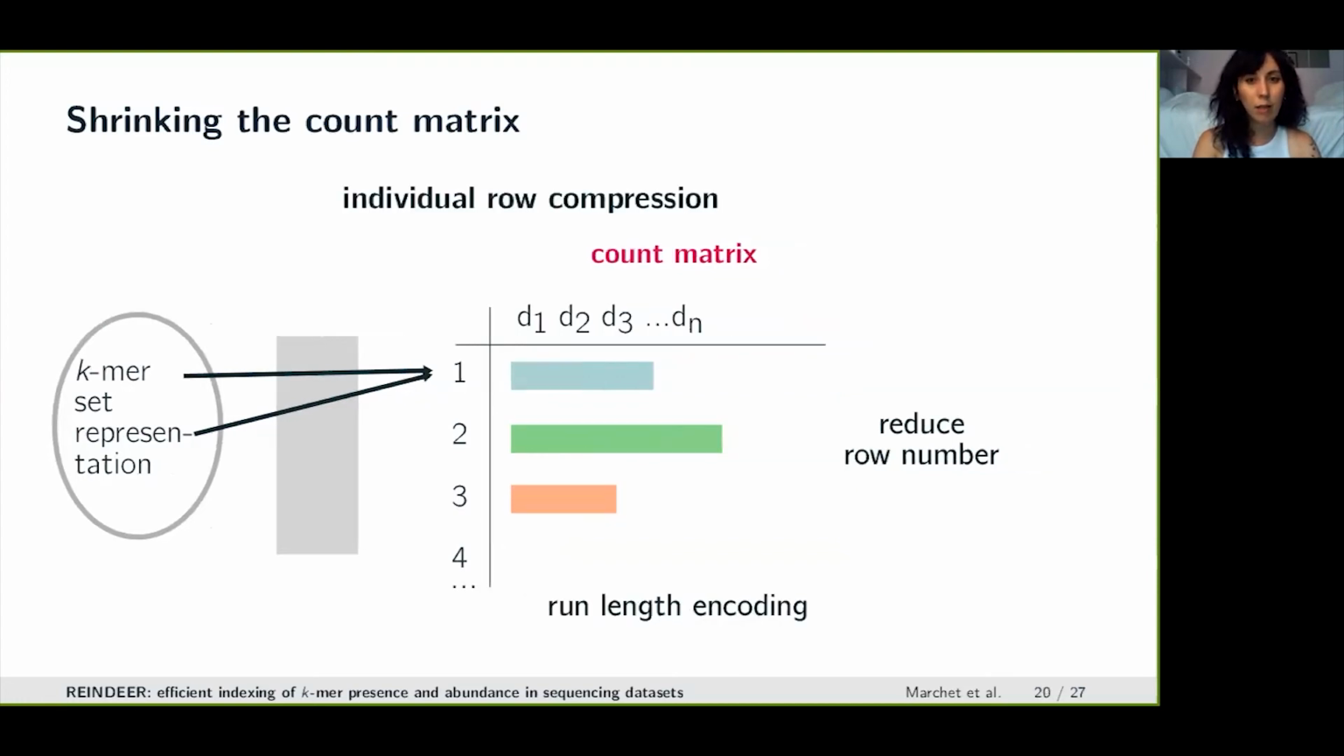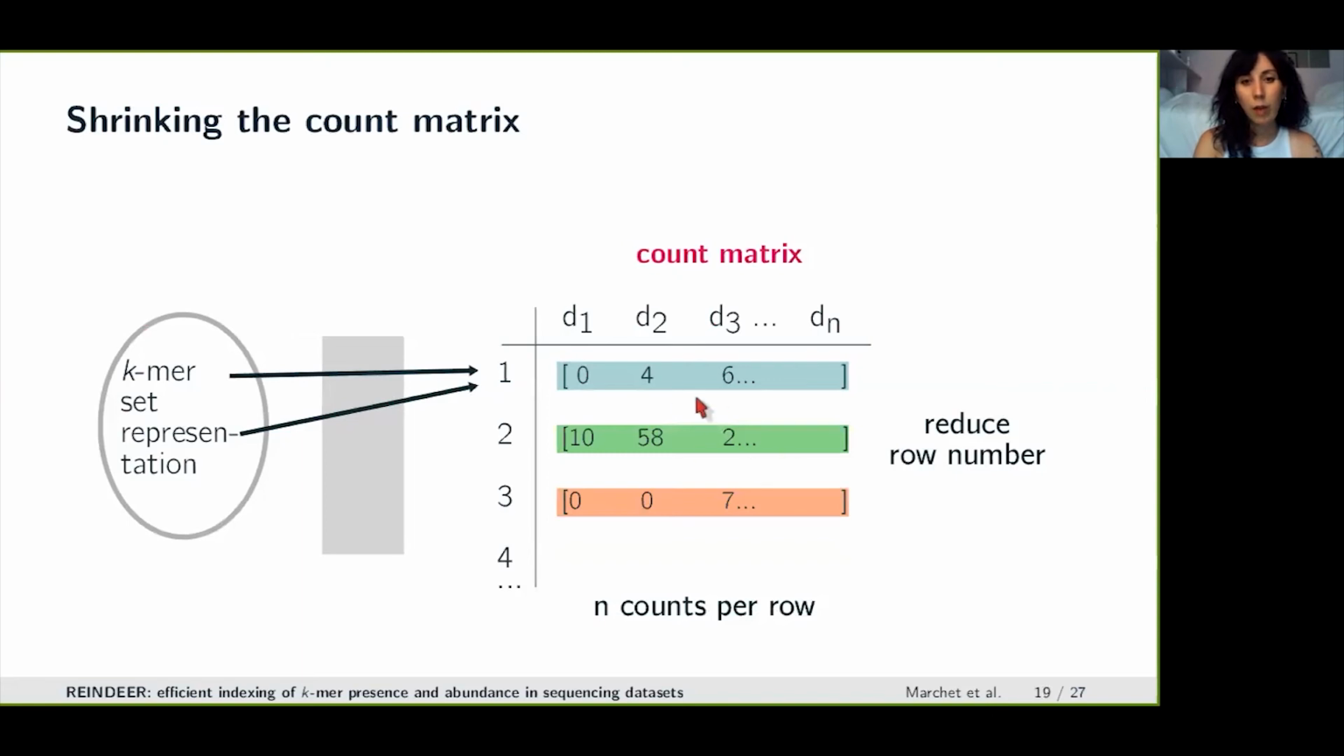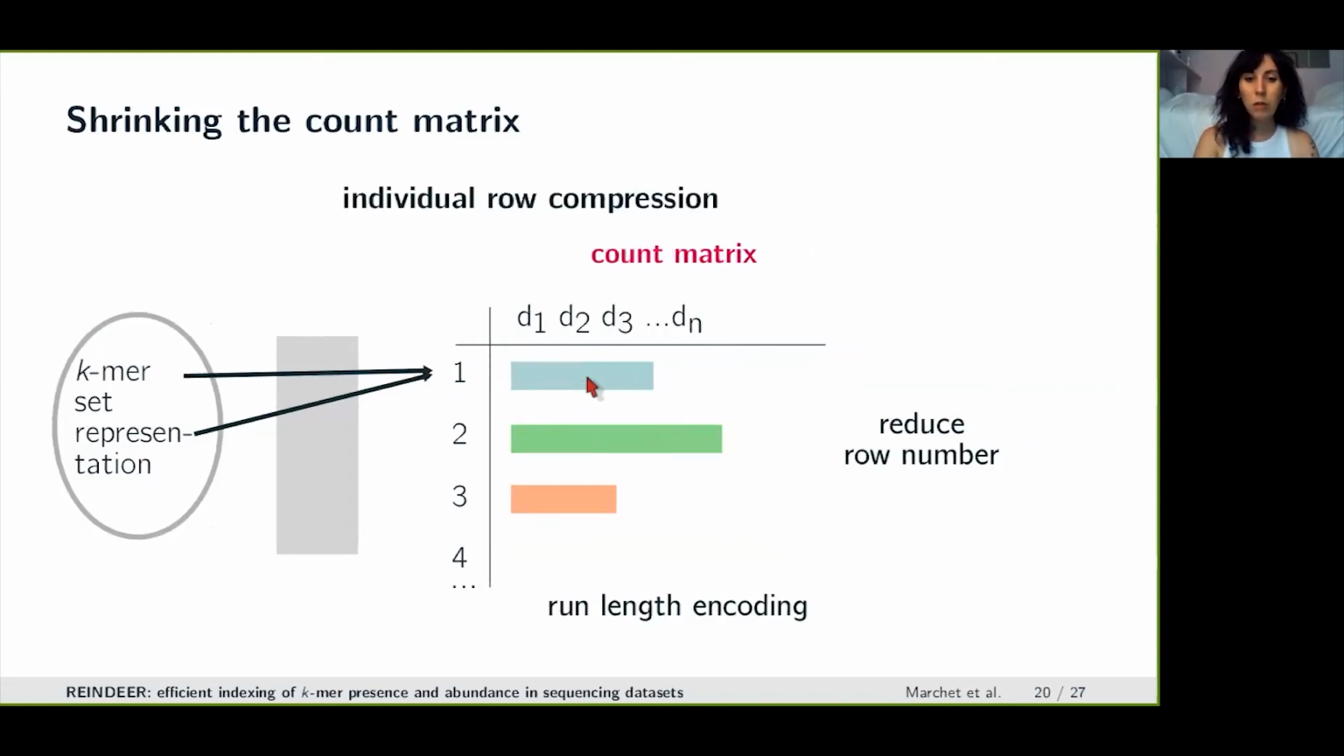Second thing is to notice that the matrix can be quite sparse. So we used run length encoding compressing methods to reduce the row length. And each time we want to access a row to know the count vector of a k-mer, we can decompress this row and have all the counts.